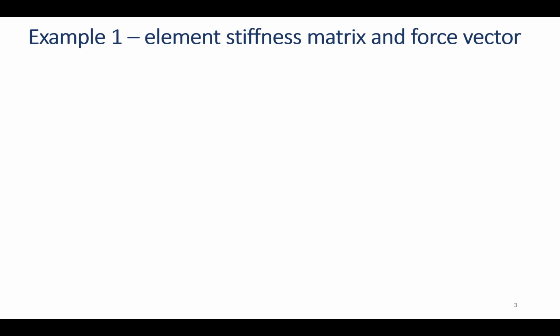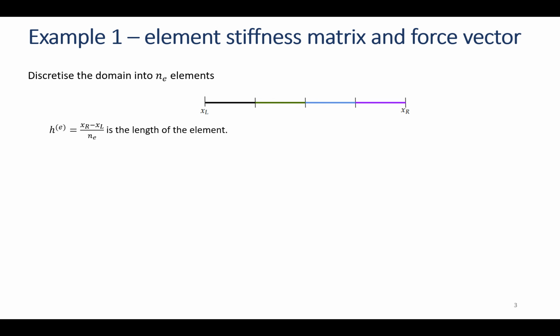Now, the first step in the finite element method is that we discretize the domain into a finite number of elements. Let us assume that we discretize this 1D domain into 4 uniform elements. So that h_e, the length of the element, is the right side value of the domain, x_R, minus the left side, x_L, divided by NE. So we have a constant element length.